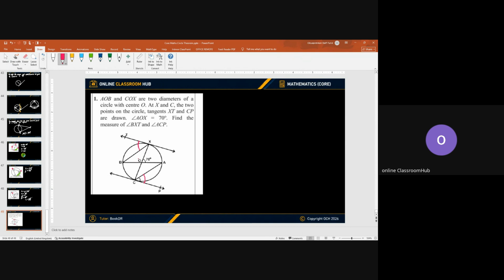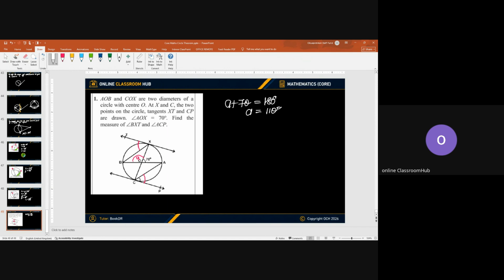So let me put a variable there. What variable should I use? Let me call it A. How do you find it? Angles on a straight line. So A plus 70. So what will be A? A will be 110. Yes, 110.